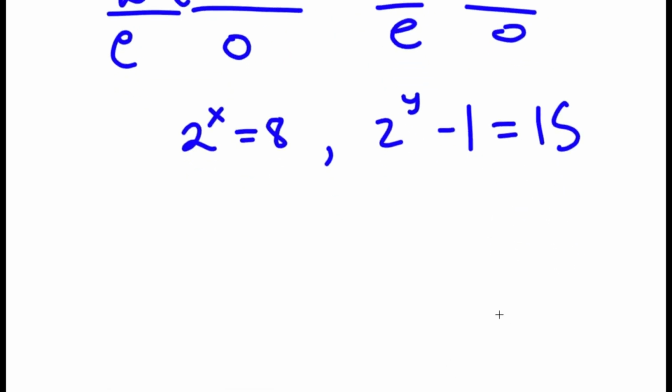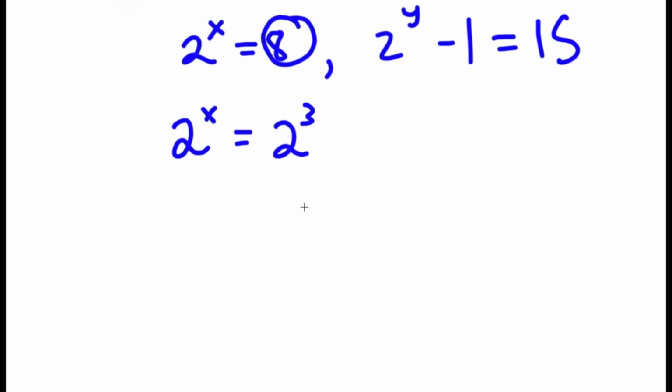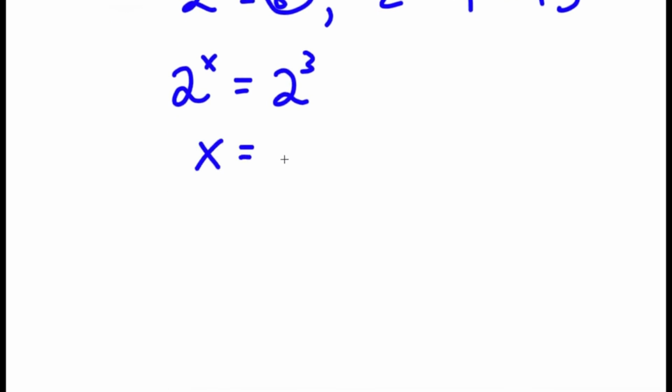So let's first start by solving 2 to the power of x equals 8. So 8, this is the same thing as 2 to the power of 3. So now I have 2 to the power of x is equal to 2 to the power of 3. And this means that x is equal to 3.